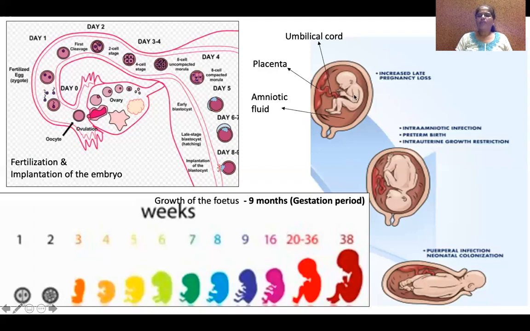And the waste produced from the fetus is given back to the mother's blood through this umbilical cord and placenta, and reaches the woman's blood supply, and it gets eliminated through excretion.